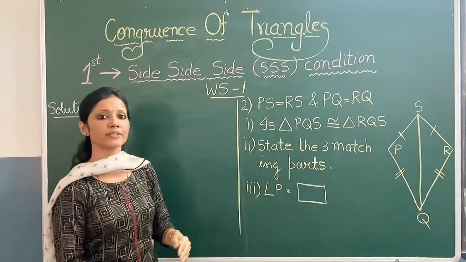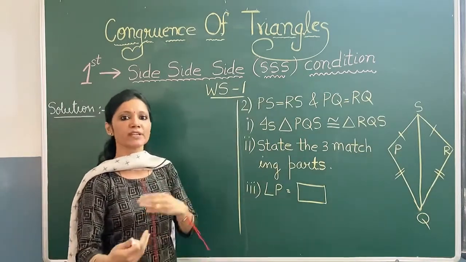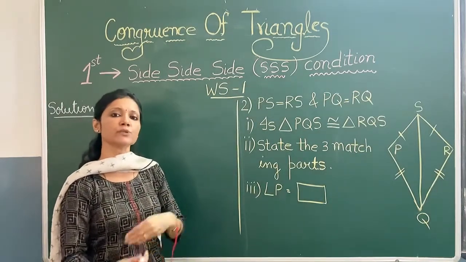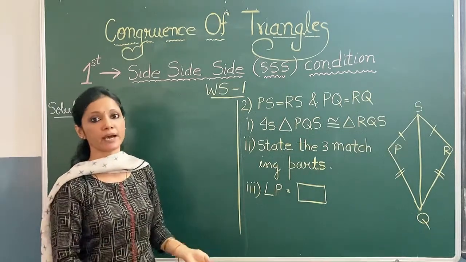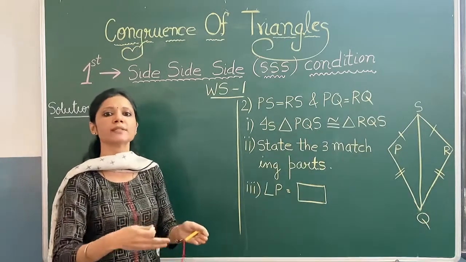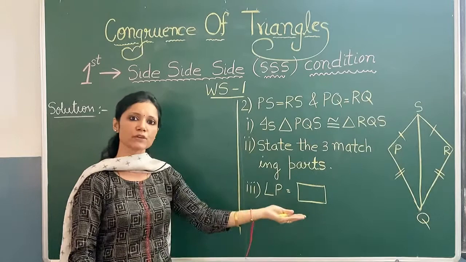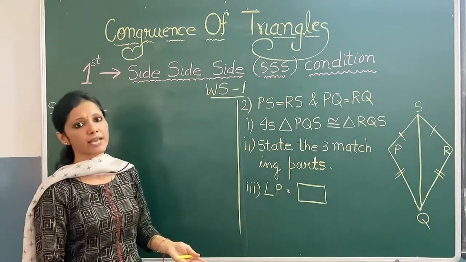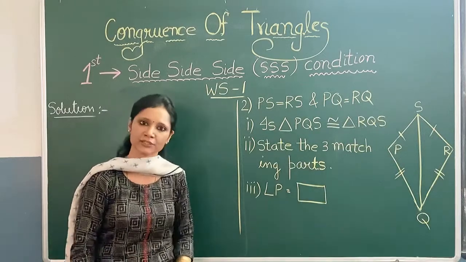So if you prove that the three sides, SSS means three sides, of one triangle are equal to the three sides of the other triangle, then you can prove that the triangles are congruent. So you need not prove all the 6 conditions. Once you have proved three sides are equal to the three sides of the other, automatically the three angles would prove to be equal to the three angles of the other triangle.